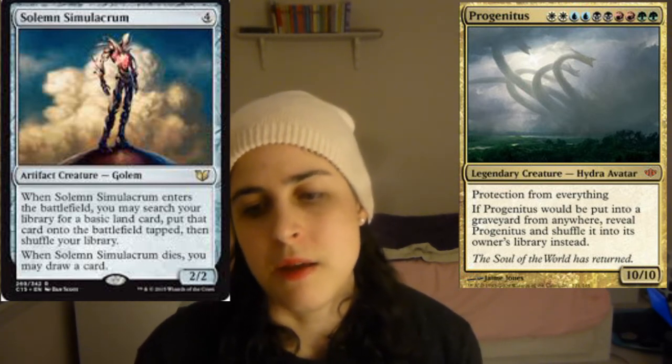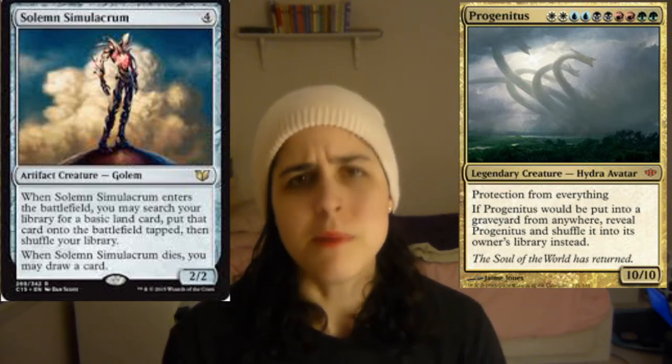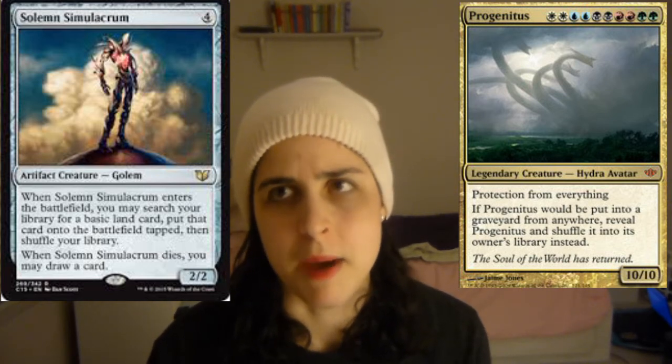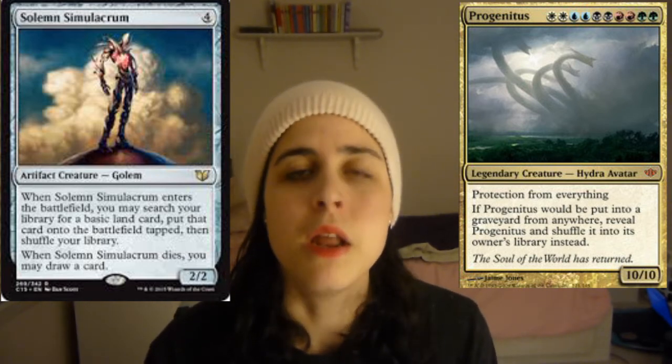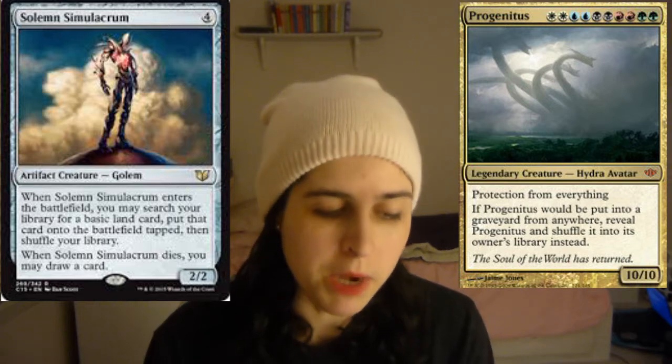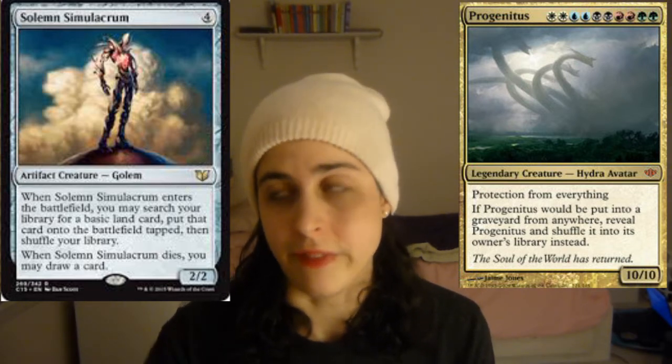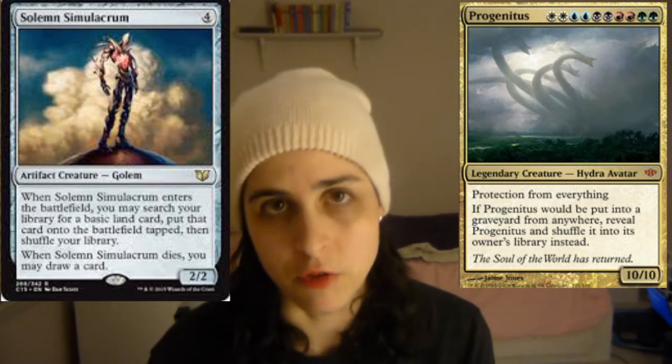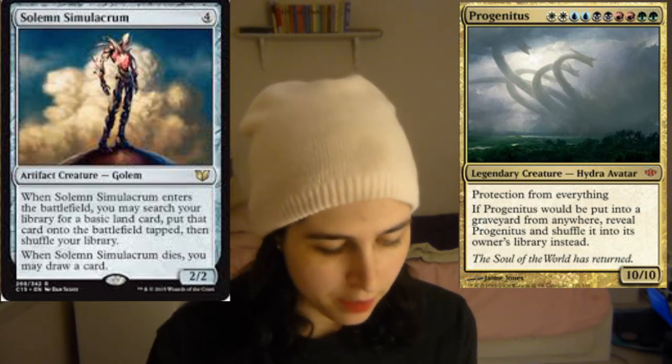But Solemn Simulacrum just does like a ton of different things and gets you mana and gets you your draw card. Card's sweet. But just something to pay attention to is that curve. That's going to now toss off your entire curve because you're running something that's 10 mana.